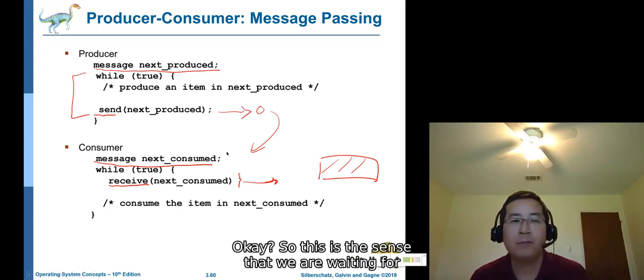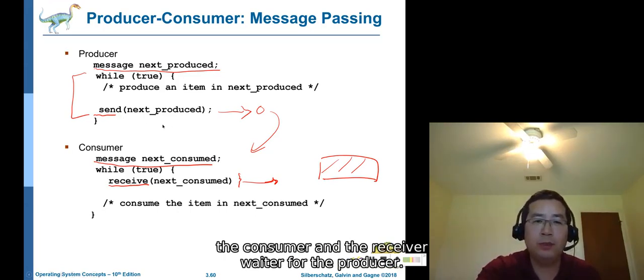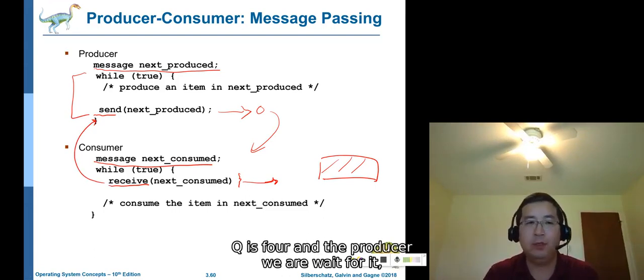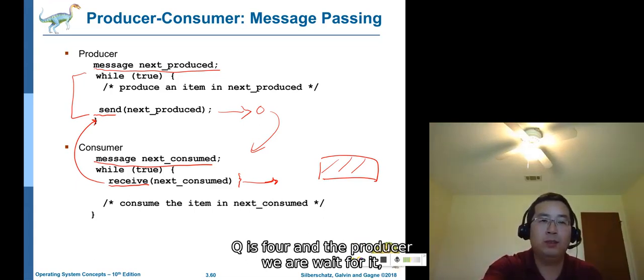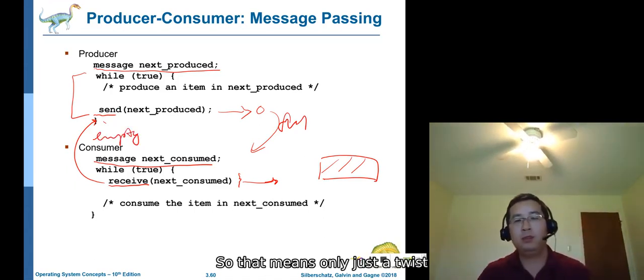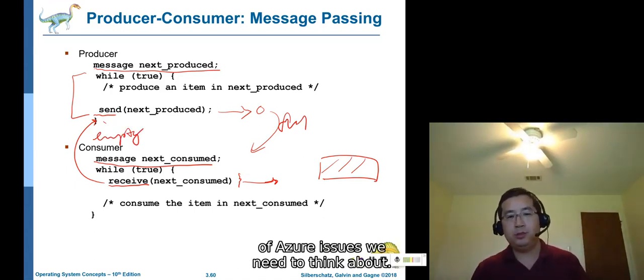Okay. So this send will wait for the consumer, and the receive will wait for the producer. If the buffer, the message queue, is full, the producer will wait. If it's full, it will wait. This one, if it's empty, will wait. So that means only these two special issues we need to think about.